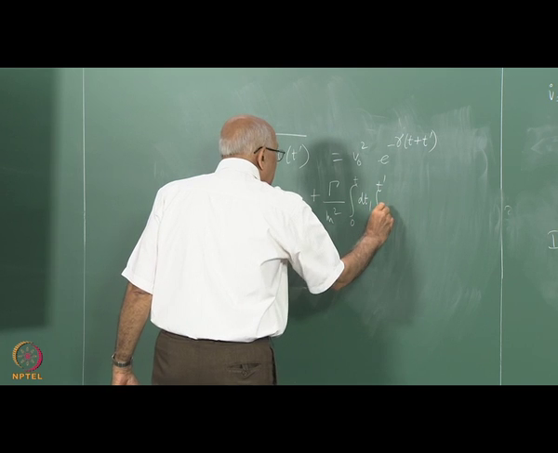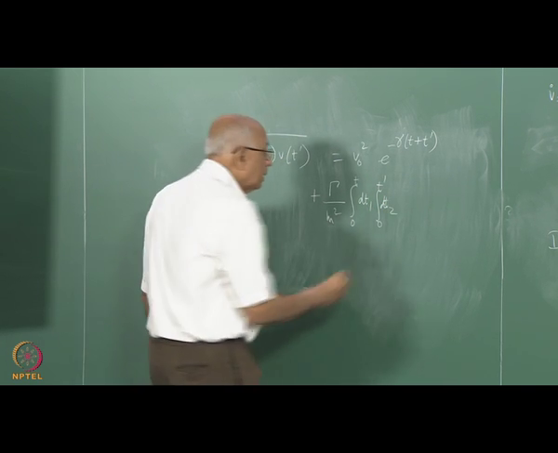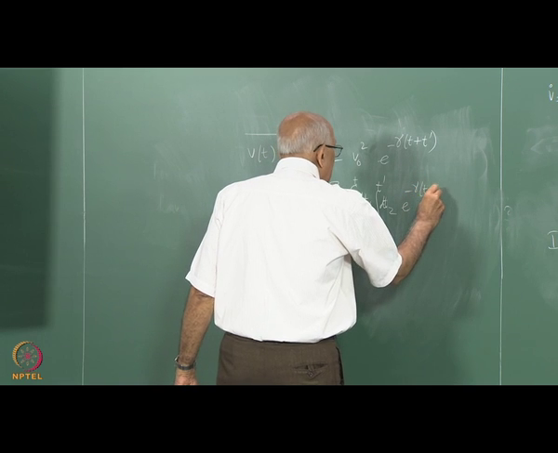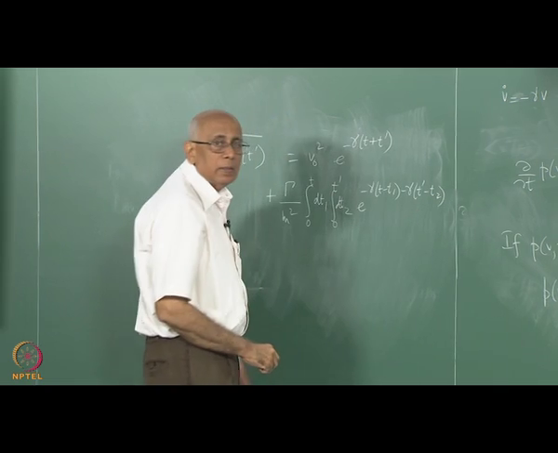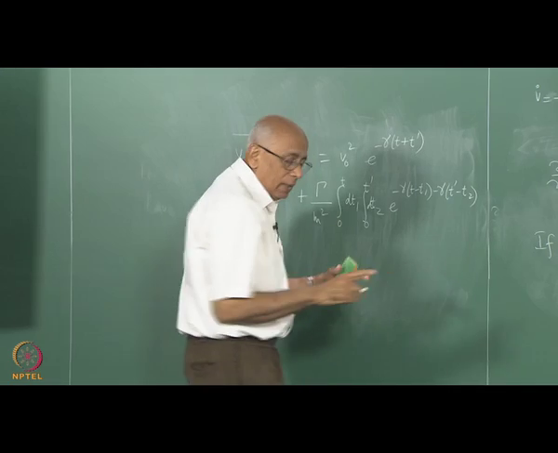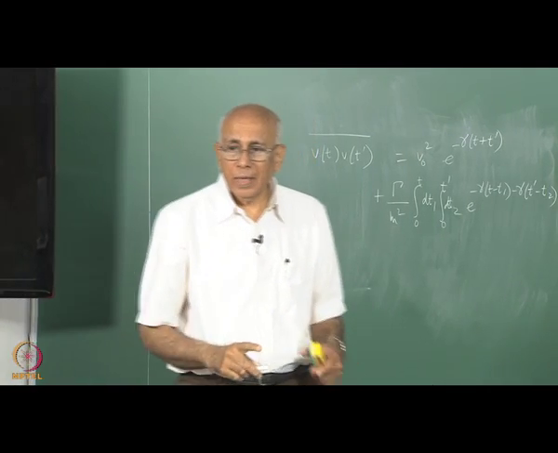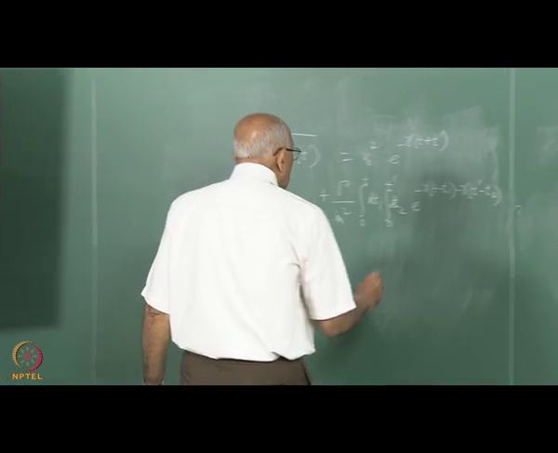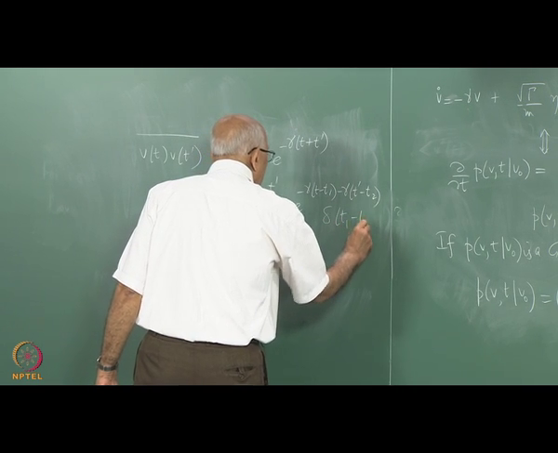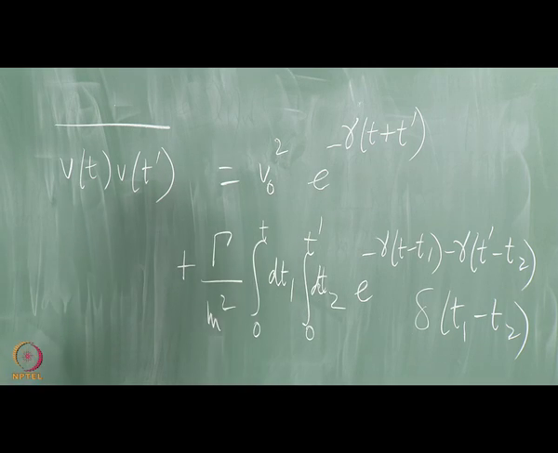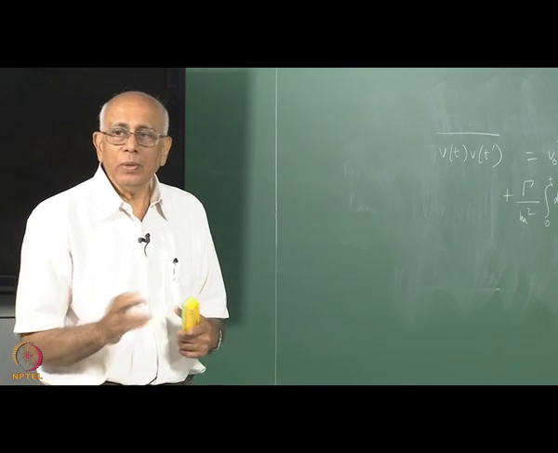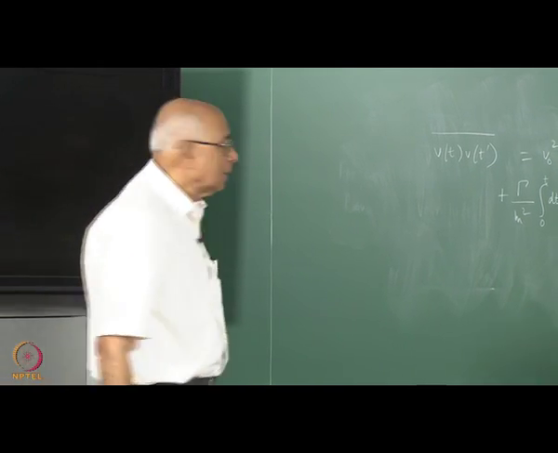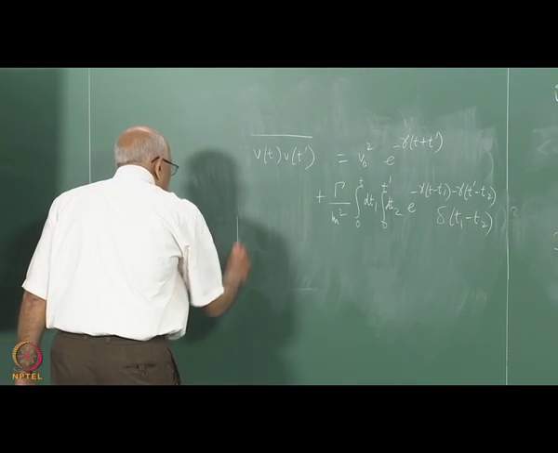integral 0 to t prime dt2 e to the minus gamma (t minus t1) minus gamma (t prime minus t2) in this case times the average of eta of t1 eta of t2. That is a delta function. So you have a delta function. Now you got to be careful, okay. So this much is straightforward, but now in removing this delta function to do the integral, you have to be a little careful. So let us, for example, see in pictures what happens.